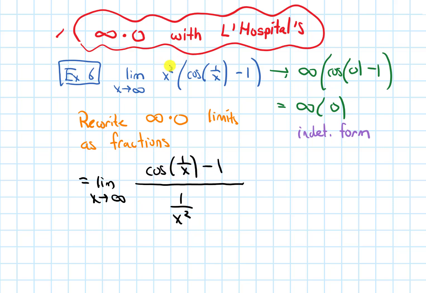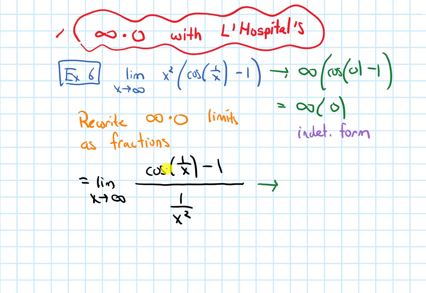And typically, I usually want to bring the term to the bottom that's easier to reciprocal. And I would say x squared is a lot easier to reciprocal than the cosine of 1 over x minus 1. I could reciprocal that, it would just look more complicated. That would give me like 1 over cosine of 1 over x minus 1, and that just looks more complicated. So I prefer this first way. Alrighty, so we have this. Now, let's try plugging in.